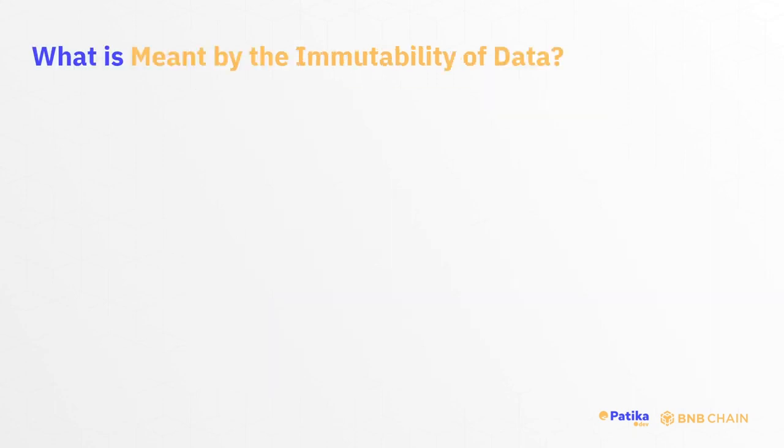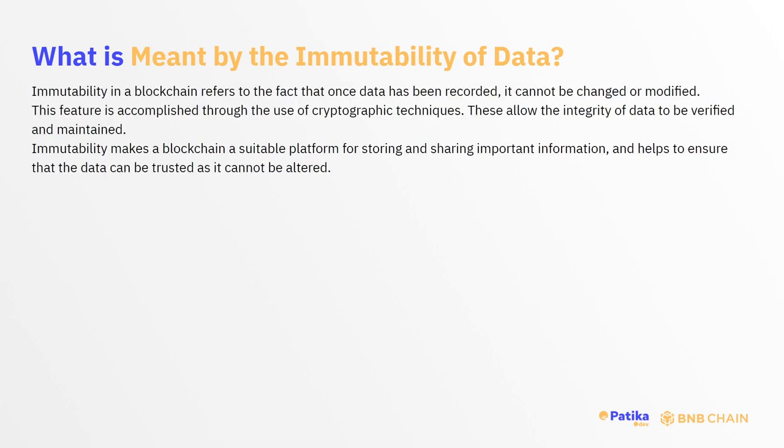So what is meant by the immutability of data? Immutability in a blockchain refers to the fact that once data has been recorded, it cannot be changed or modified. This feature is accomplished through the use of cryptographic techniques. These allow the integrity of data to be verified and maintained. Immutability makes a blockchain a suitable platform for storing and sharing important information and helps to ensure that the data can be trusted as it cannot be altered.